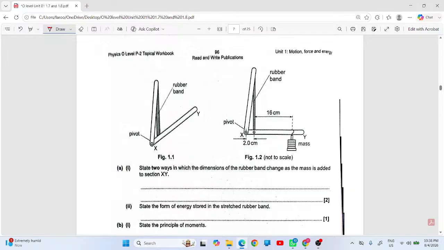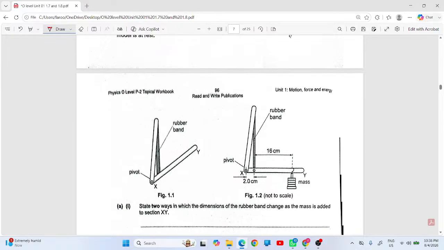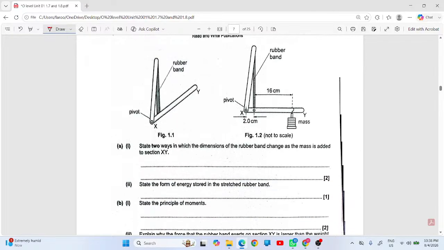So what is happening here? We have a rubber band. Here we have two rods, like x and y. In the middle a rubber band is attached which fixes them. State two ways in which the dimension of the rubber band changes as the mass is added to section xy.